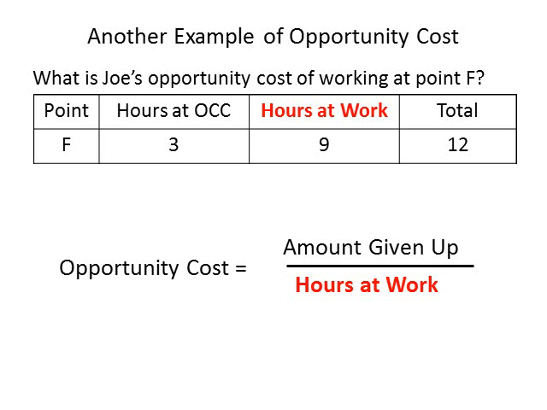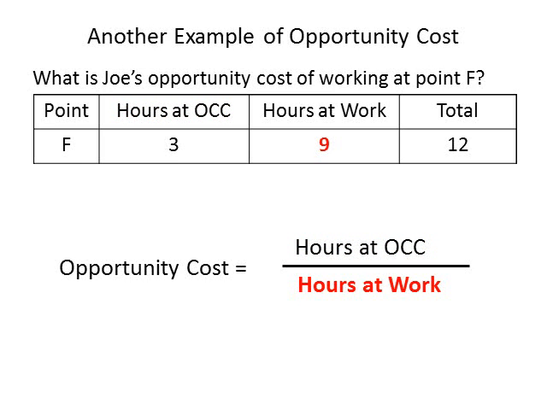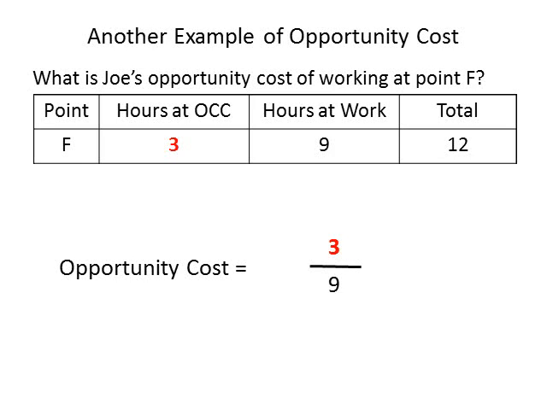So we're going to substitute in hours worked for the amount gained. What Joe will give up is hours studying at the community college. So we will substitute in hours at the community college for the amount given up. The next thing we need to do is to substitute in the number of hours that he works at point F, which in this case is 9. Next, we're going to need to substitute in the number of hours at the community college, which in this case is 3.